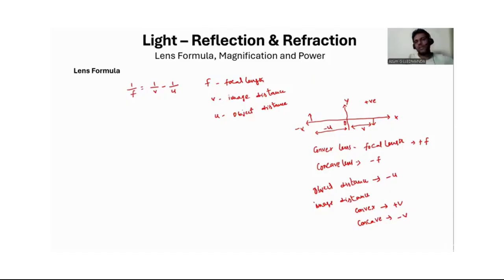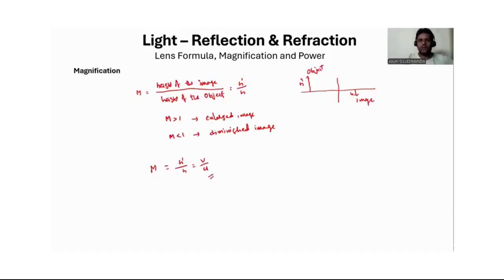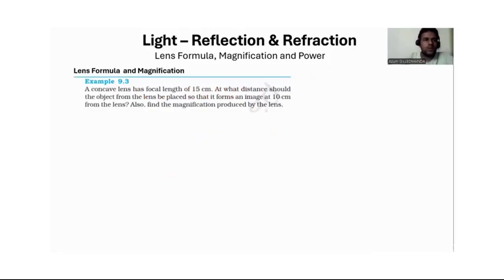And we also looked at the magnification. The magnification is h dash by h, where h dash is the height of the image and h is the height of the object. Or we can also represent this in the form of the distance of the image by the distance of the object. So the distance of the image is v. So we can also write this as v by u.